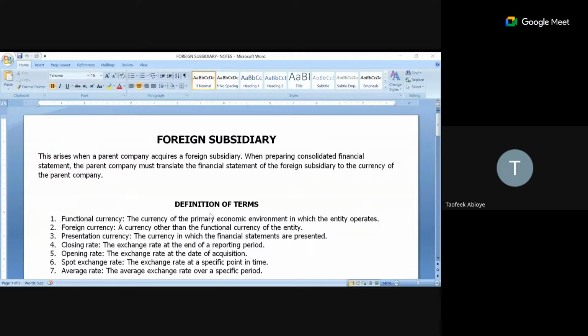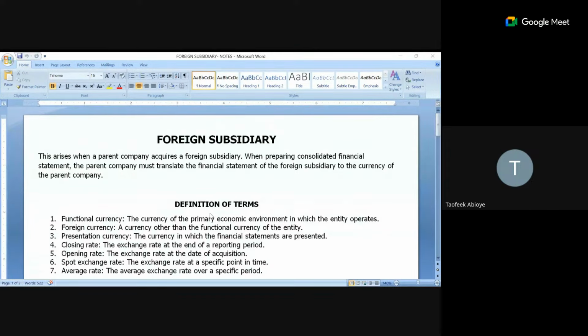Now let's go to the definition of terms. Number one is functional currency. What is the functional currency? A functional currency is the currency of the primary economic environment in which an entity operates. For example, I am a Nigerian company. My company is in Nigeria, so my functional currency, the currency in which my financial statements are presented, is Naira. However, if I'm a UK-based company, my financial statements must not show naira, they must show pounds, because pounds is the functional currency of the UK. So that is functional currency.